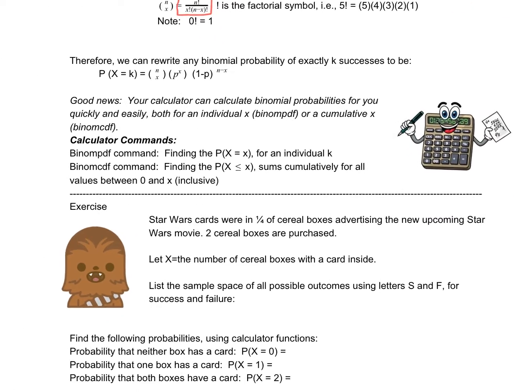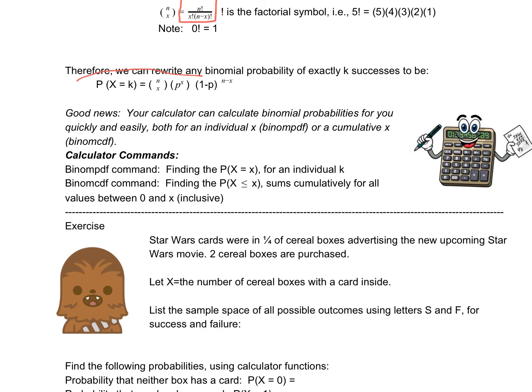All right. So we can rewrite the binomial. And so we've rewritten this. K is what we're looking for, right? So now, look what it says right here. Good news. Oh, we love those statements. Good news is your calculator can calculate binomial probabilities for you quickly and easily. Now, here's the thing you need to know about. If they are individual, you use PDF. If it is cumulative, you use CDF.